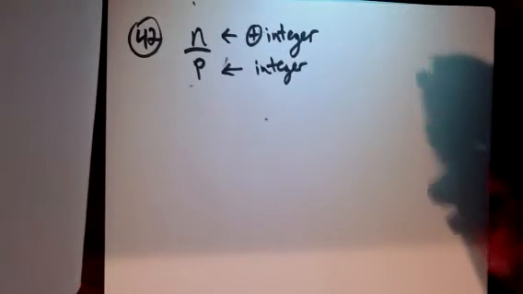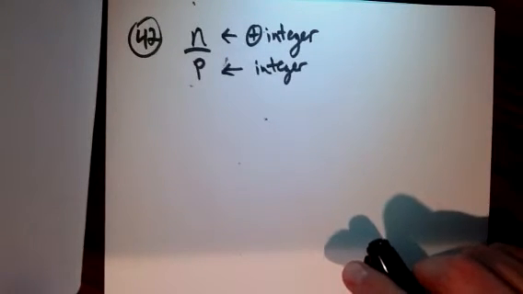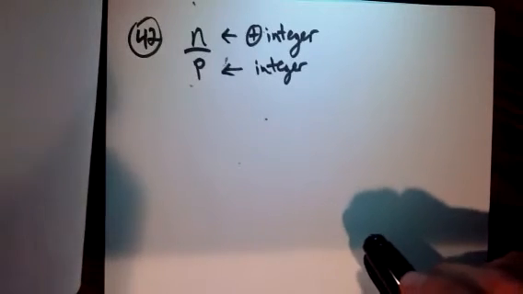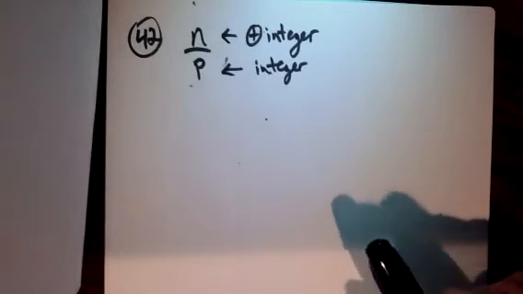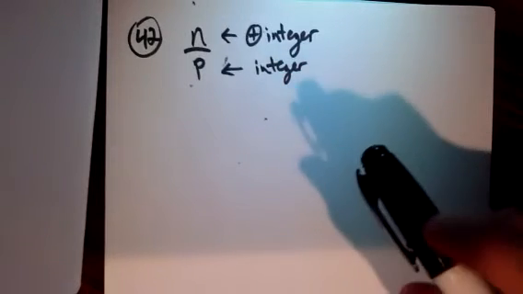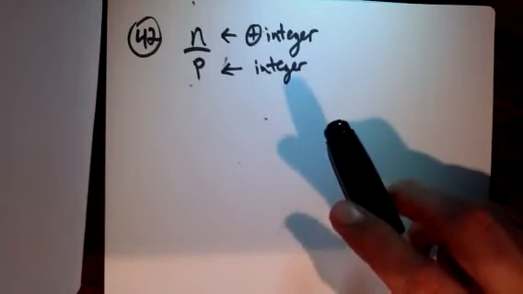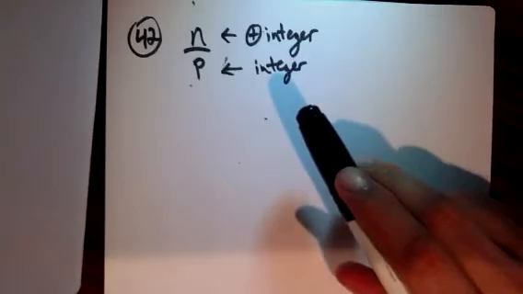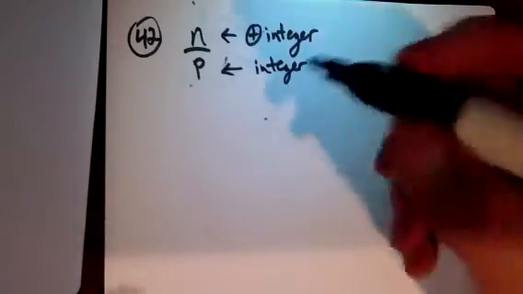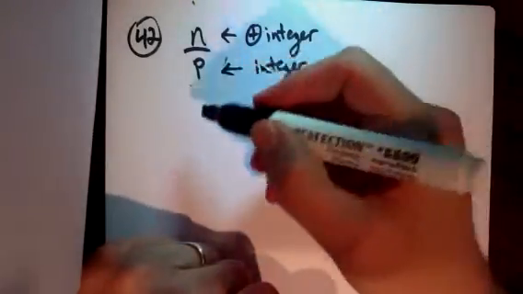This is the solution to problem 42 in the Math Level 2 practice exam. If a positive integer n is divisible by p, and by divisible it means that there are no remainders, where p is an integer, then it must be true that. So let's see if we can come up with some sort of example.